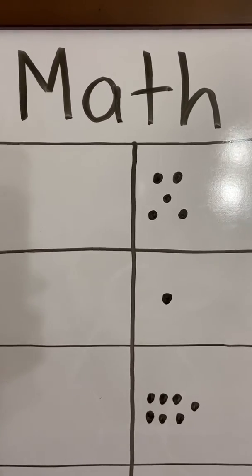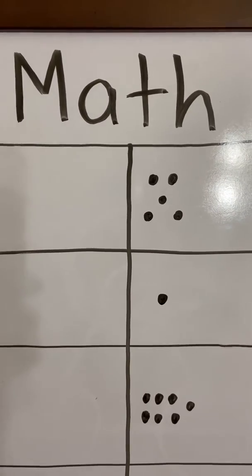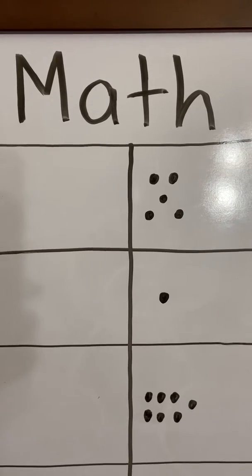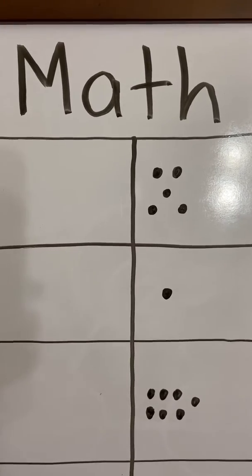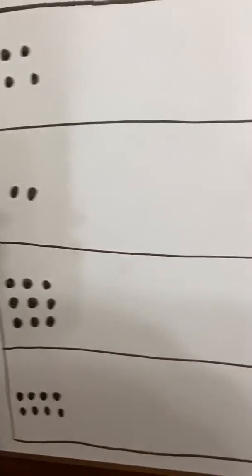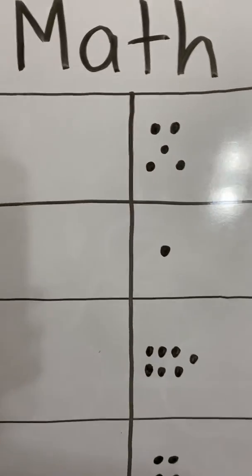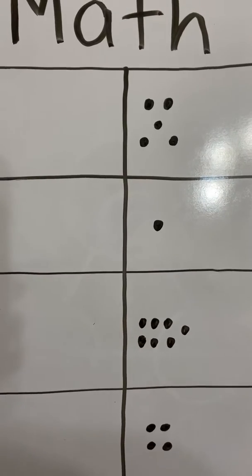Hi, kindergartners. It's time for math, and I need your help counting and writing numbers with me. We are going to count the objects, these dots, and write the number. So get a plain piece of paper and get ready to start writing your numbers.